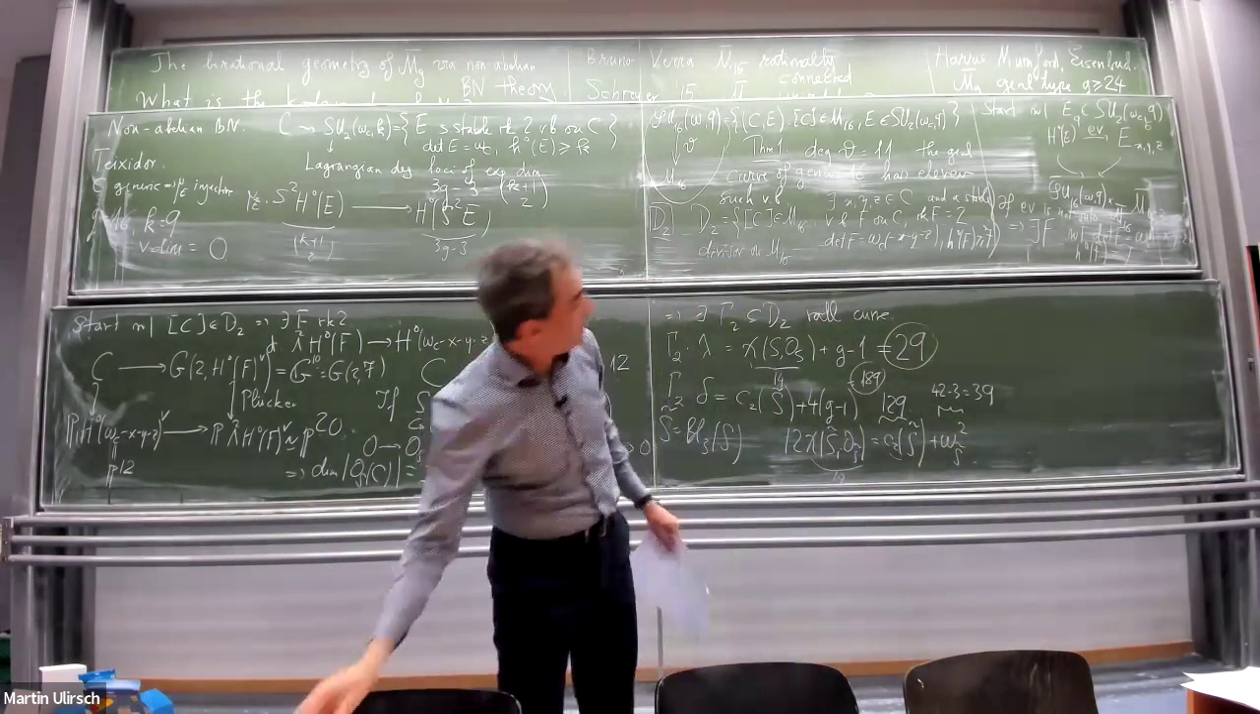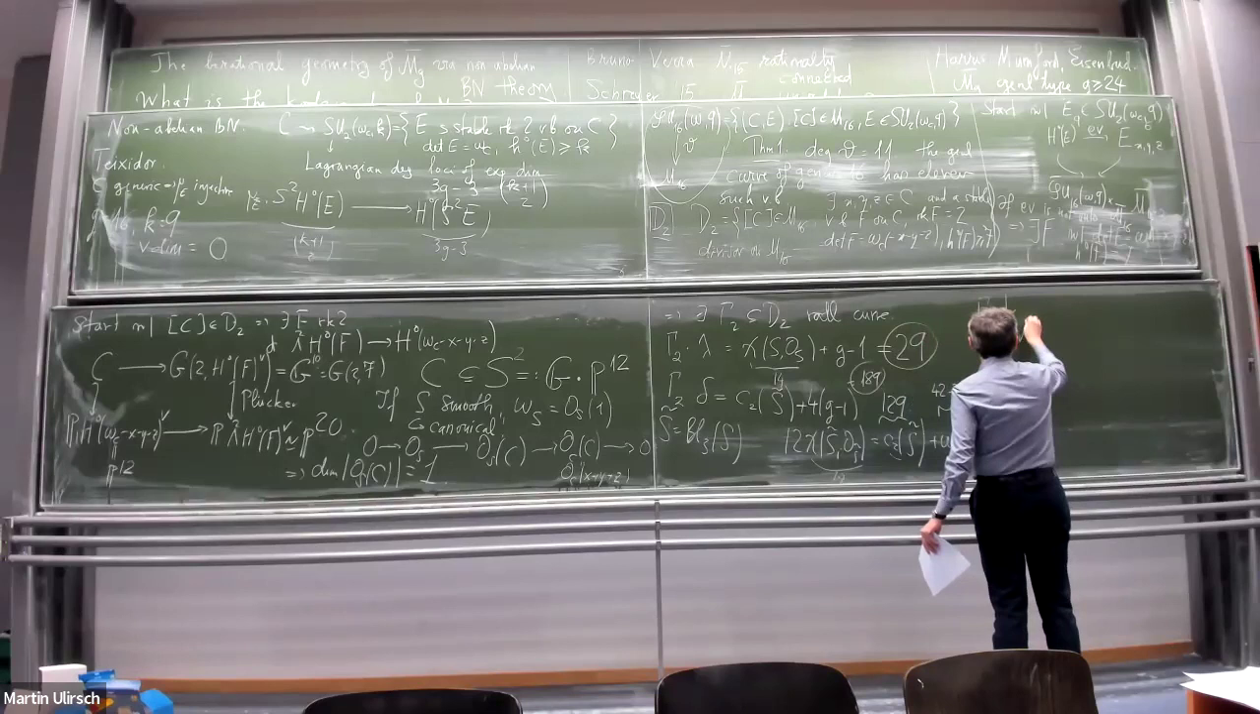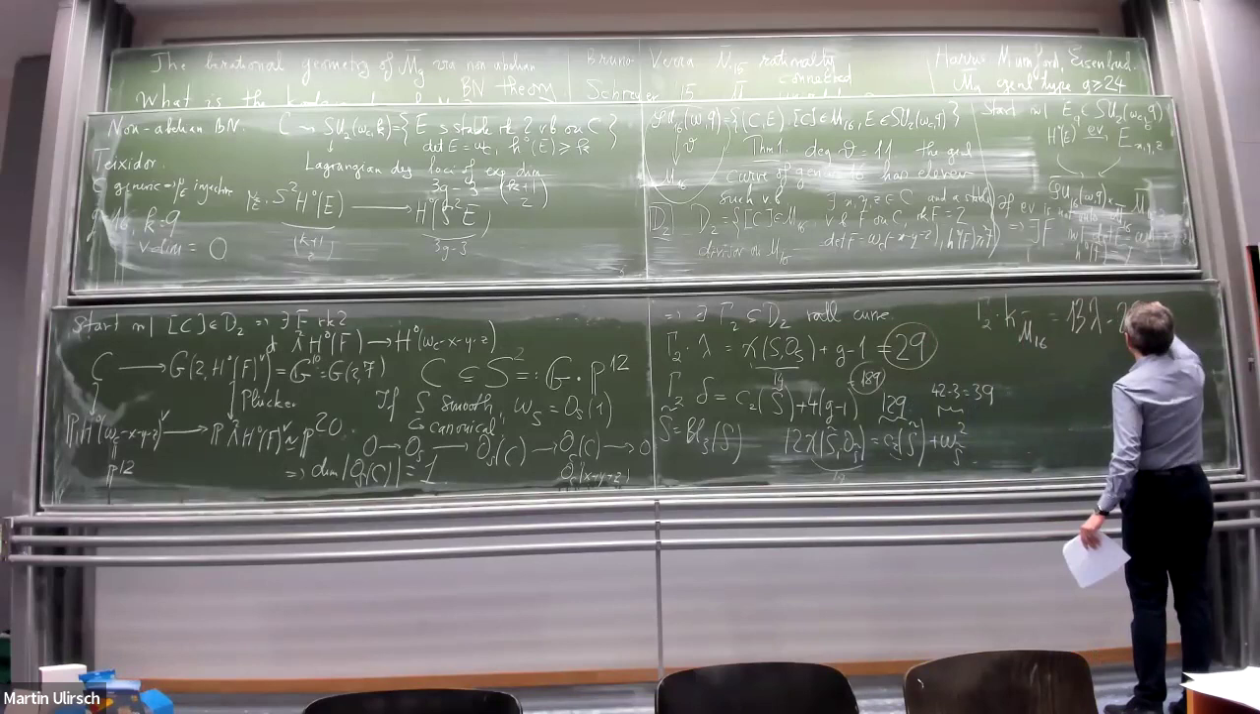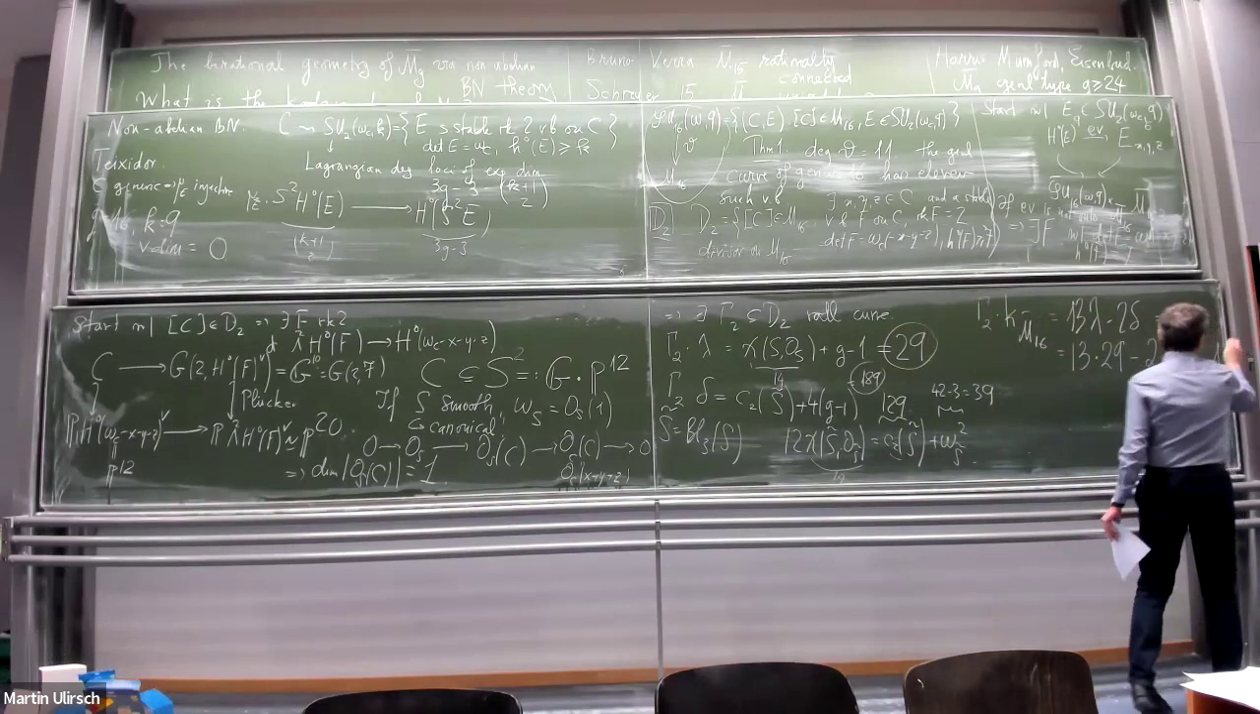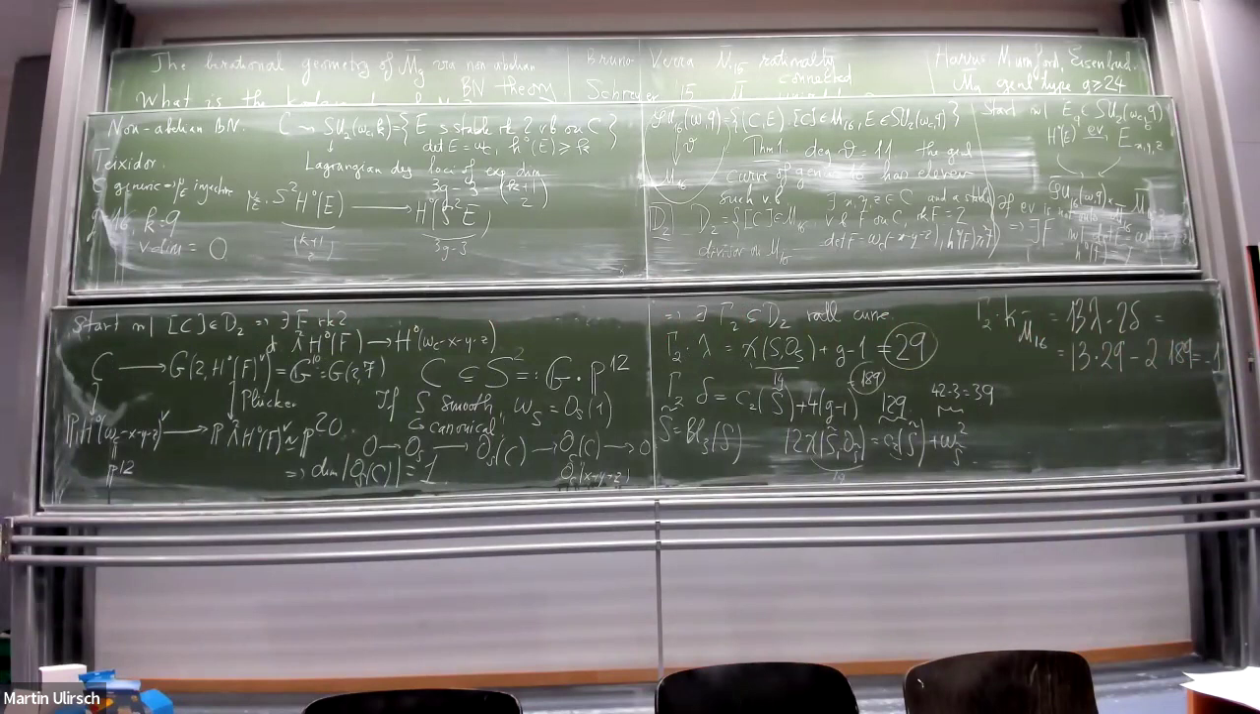And so what is the intersection with the canonical? So gamma 2a of M16 is 13 lambda minus 3 delta, which is 13 times 39 minus 3 times 180. So minus 1. So this is victory.